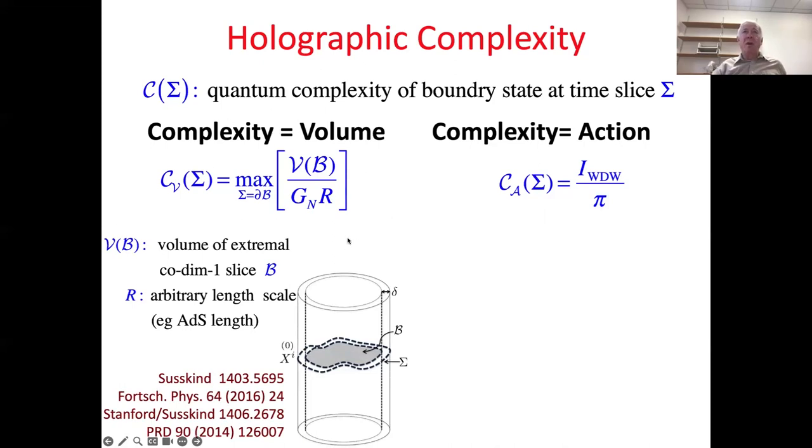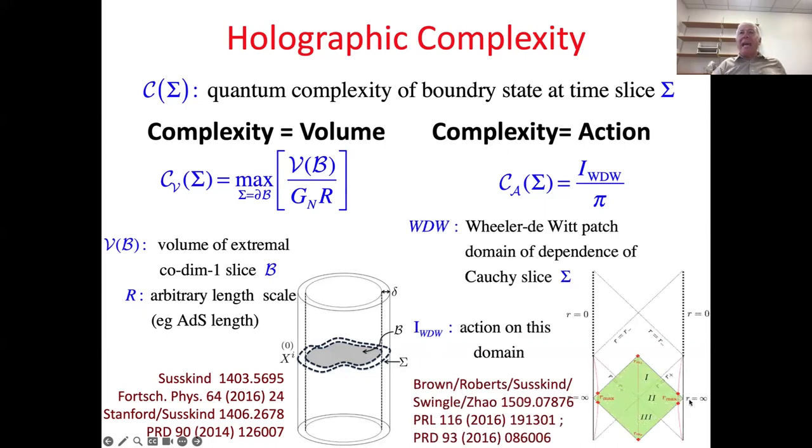In the complexity equals volume, and this volume is not the thermodynamic volume. I've written this volume with a script V. It is the volume of an extremal codimension slice B. So suppose you're on this cylindrical boundary of the AdS space-time. Time is going upward, and the space is like the bulk of this cylinder, and the boundary is the boundary of the cylinder. If you took some moment of time on the cylinder, then this volume is the extremal volume, if you like, of the slice connecting the interior to this boundary. R is some arbitrary length scale, and G_N is Newton's constant.